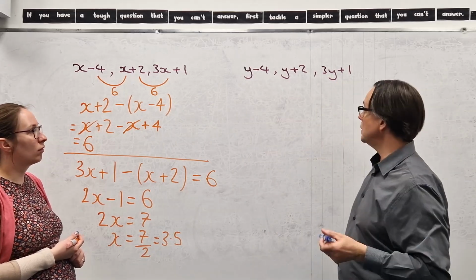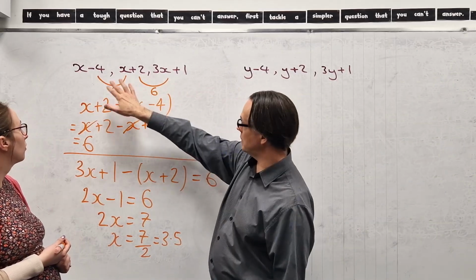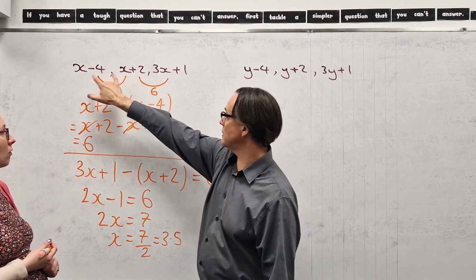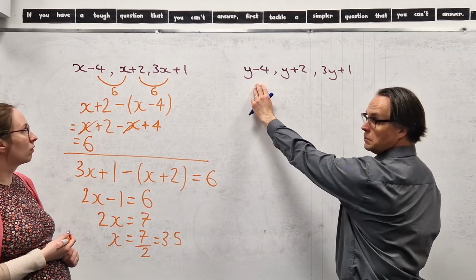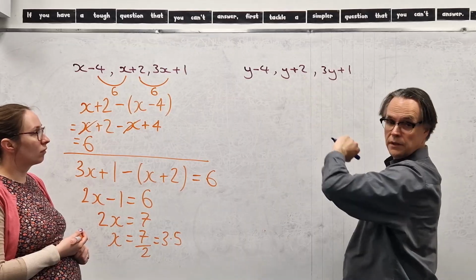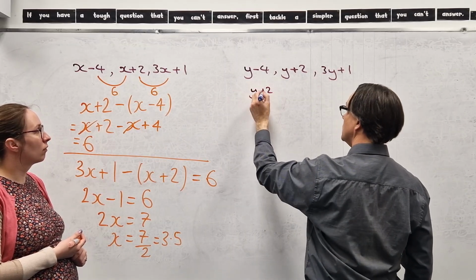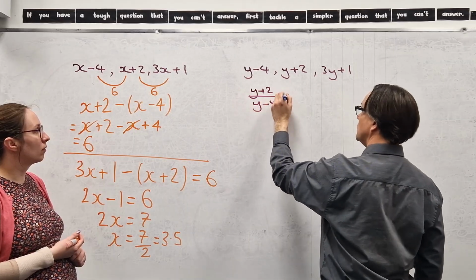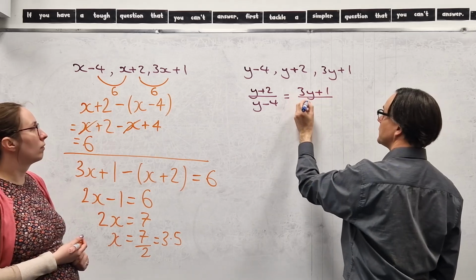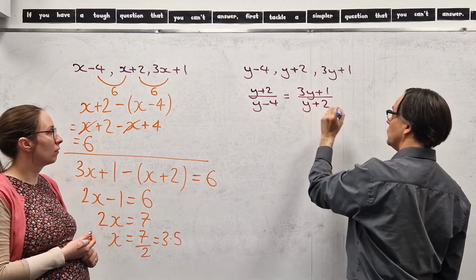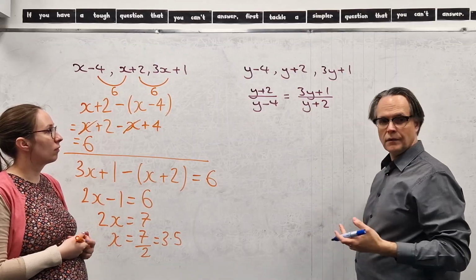So the way to deal with that: with the arithmetic one, we were using the idea that that minus that is equal to that minus that. Here we're going to use the idea that this divided by this is equal to this divided by this. So that means that y plus 2 divided by y minus 4 is equal to 3y plus 1 divided by y plus 2. That's our starting point. Now, if you're thinking, what do I do now?